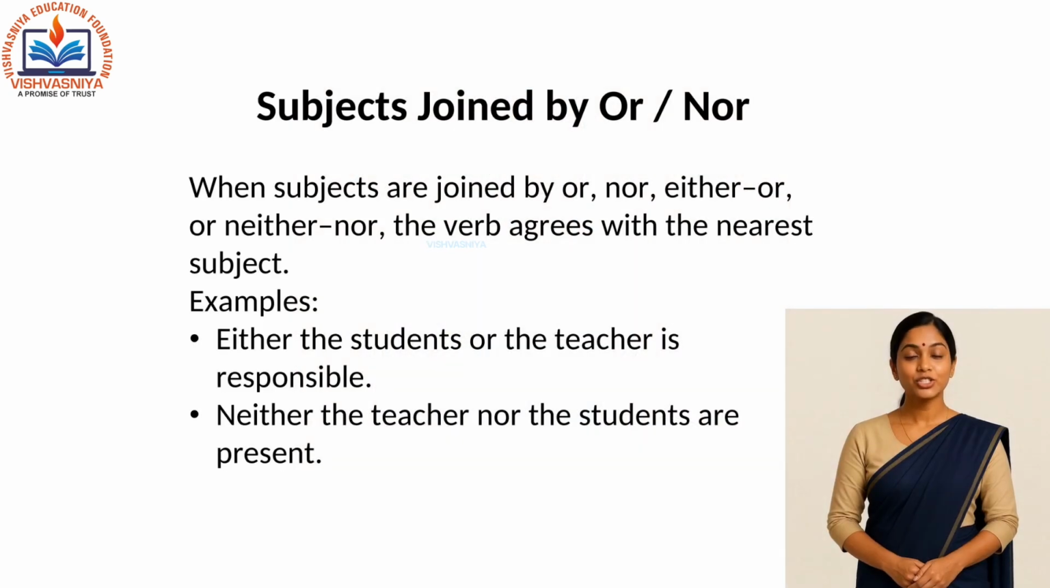When subjects are joined by or, nor, either or, neither nor, the verb agrees with the nearest subject. For example, either the students or the teacher is responsible. Neither the teacher nor the students are present. Look at the subject closest to the verb and decide accordingly.